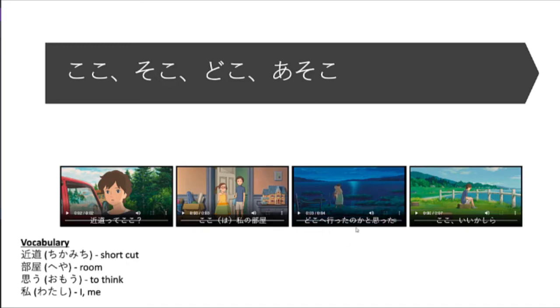Back to that dialogue, doko, which is like where. Where did you go? I was wondering where you went. ここいいかしら? Yeah, is this okay? Here. So here, there, of where, over there, basically.